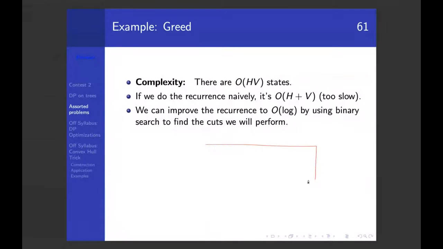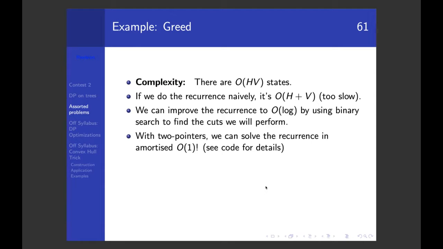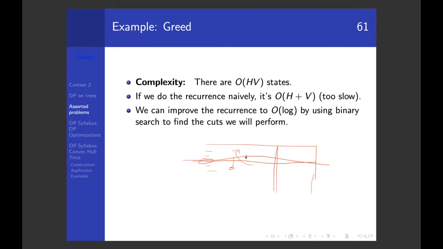Why? So we have these slices. We can check, okay, this middle slice, does it produce a slice too big or too small? If it's too big, recurse on this side. If it's too small, recurse on this side. So in log n, we can find the best horizontal cut, and in log n, we can find the best vertical cut. However, this is still too slow.